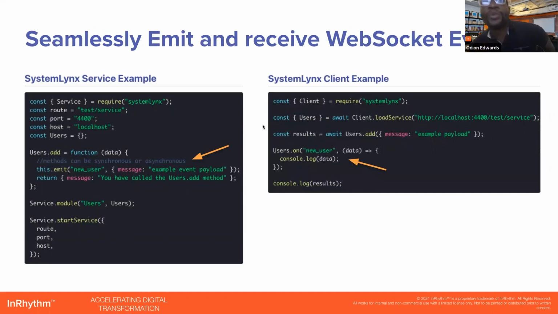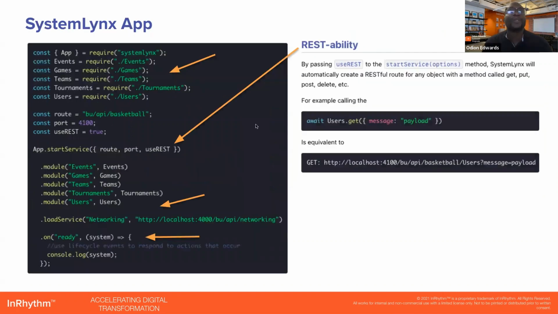So in this next example, it features the same code snippets from the previous slide, but you can see that we've added a line of code for the service. Within the context of the add function, we can call this.emit to emit an event. We're emitting the new user event here, and we can see that on the client side now, we are listening for a new user event with the user.on method.